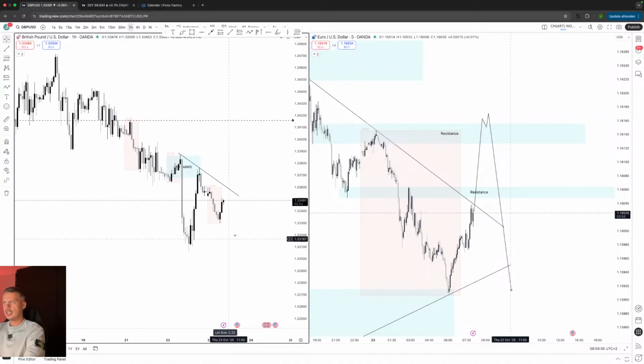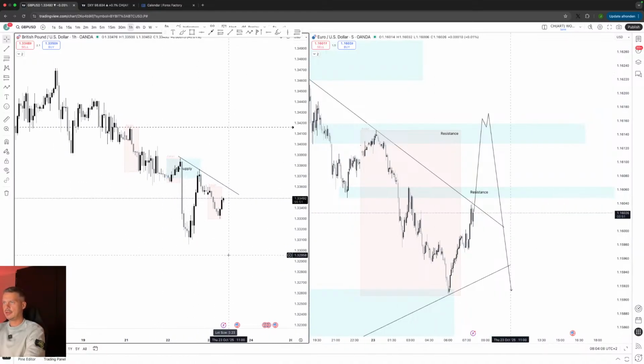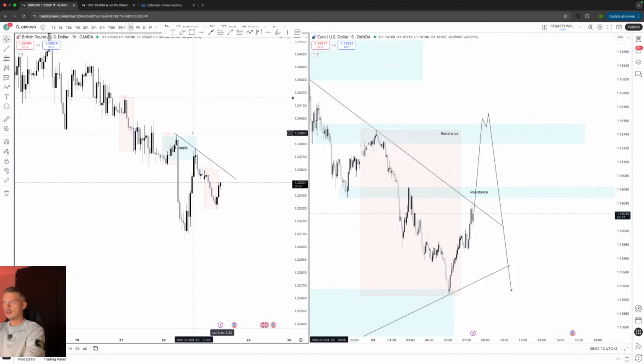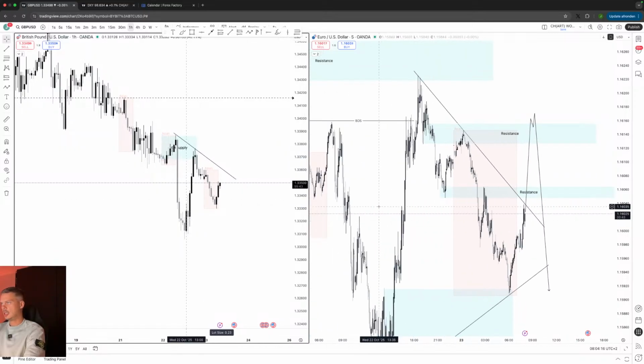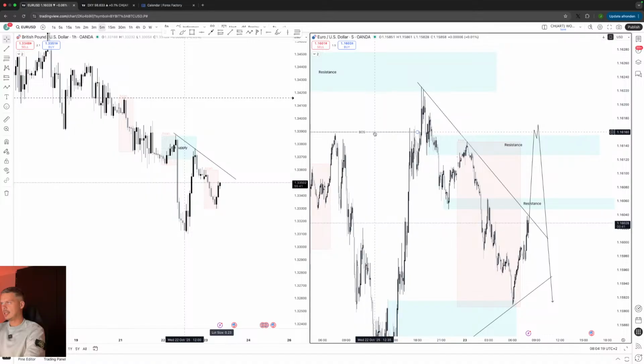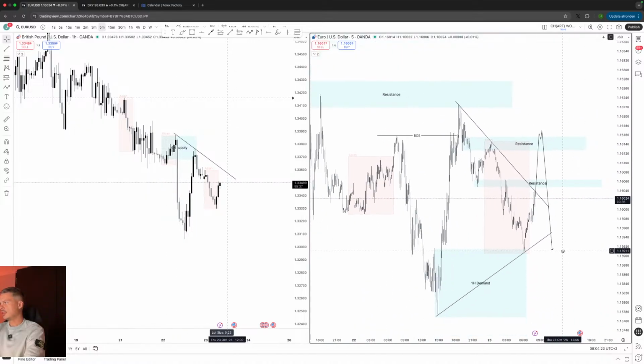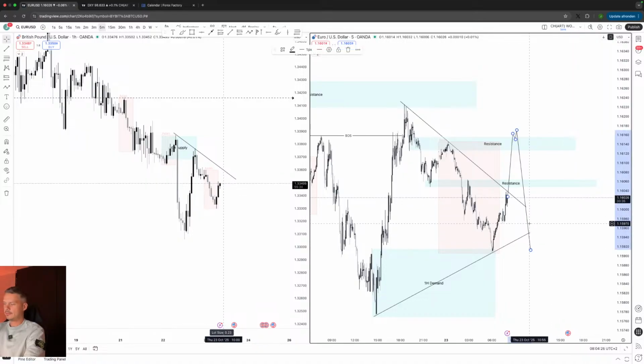GU is respecting the area, and I don't want to sell where everyone else is selling from. So there are loads of sellers already in on sells on GU, whilst EU had taken out that area and had broken bullish market structure. So there's a huge divergence between the two of them.